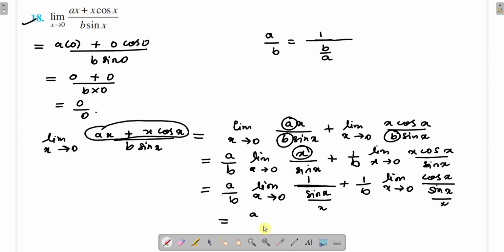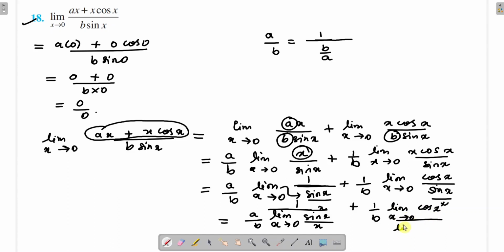So this will be equal to a by b, limit x tends to 0, and 1 by, okay, we will take the limit in the denominator. So sin x by x, and plus 1 by b. Here you have to also do the same thing, limit you have to take for both the functions, limit cos x divided by limit x tends to 0, sin x divided by x.